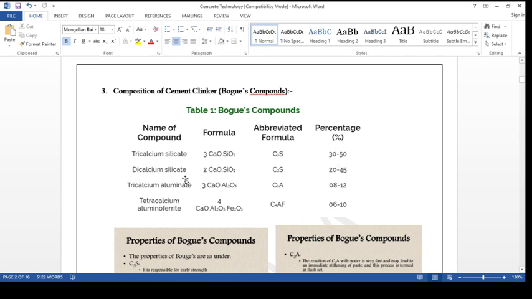Next, Dicalcium Silicate, 2CaO-SiO2, C2S, and 20 to 45%. Tricalcium aluminate, 3CaO-Al2O3, abbreviated formula C3A, and percentage is 8 to 12%. Tricalcium alumino-ferrite, formula 4CaO, Al2O3, Fe2O3. Abbreviated formula is C4AF. Percentage, how much you can add? 6 to 10%.